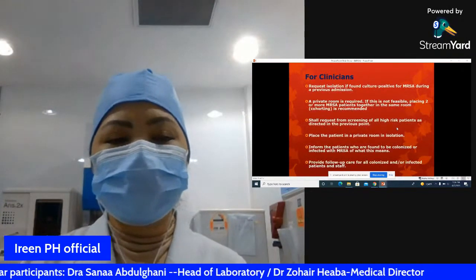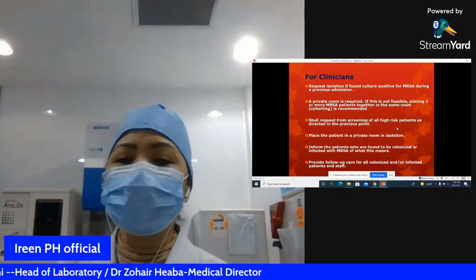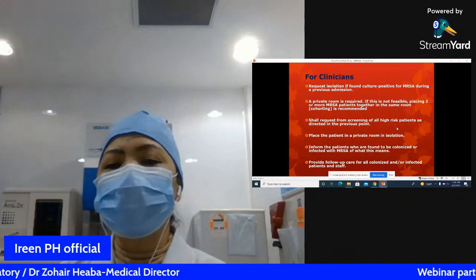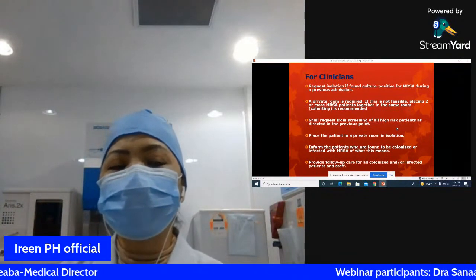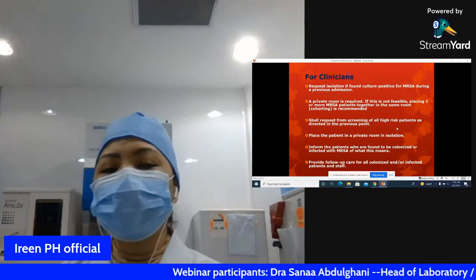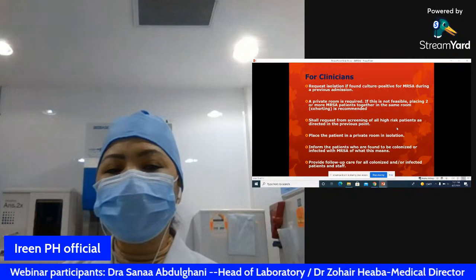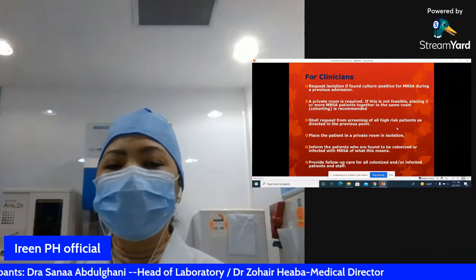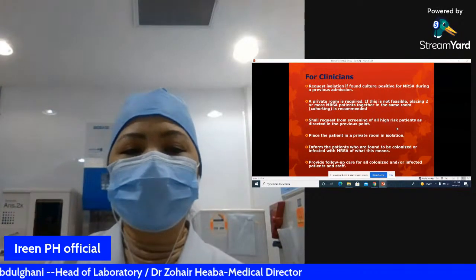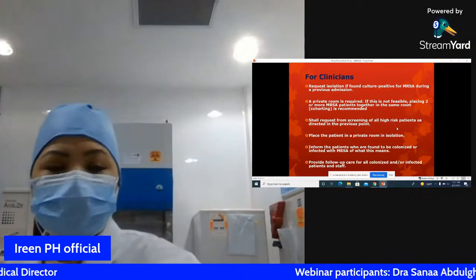For clinicians, request isolation if found culture positive for MRSA during a previous admission. A private room is required. If this is not feasible, placing two or more MRSA patients together in the same room, what you call cohorting. Patients together with the same case definition, MRSA, is recommended.